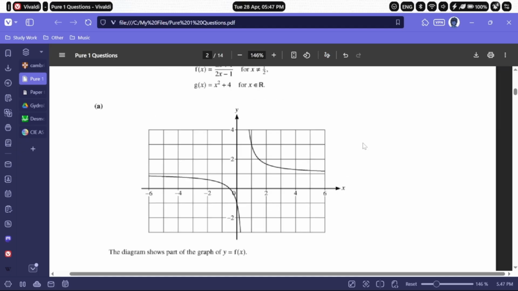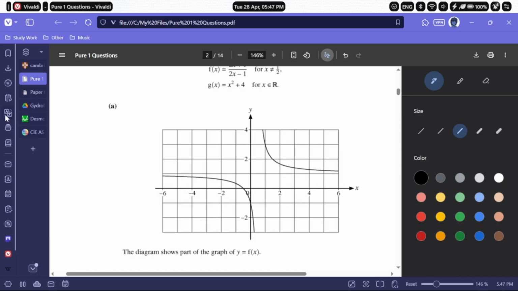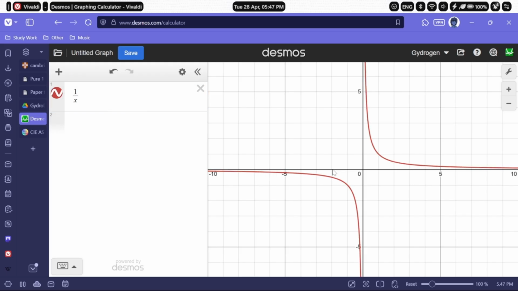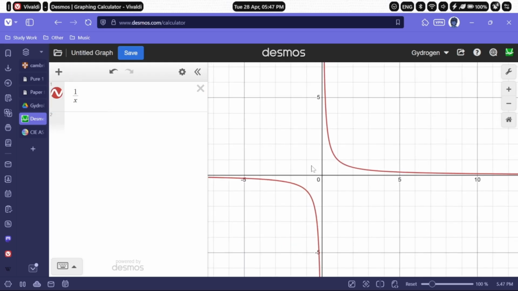Another thing, if you guys get time, I would say just use Desmos and plot different graphs if you can, because it gives you an idea about how things look. Like for example, if you have 1 over x, right?